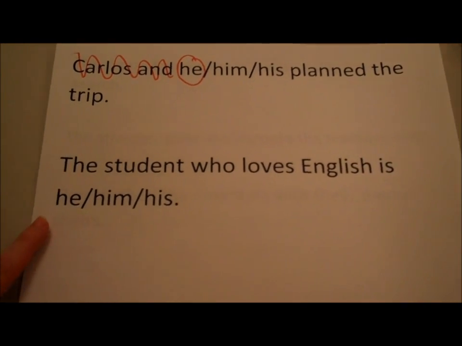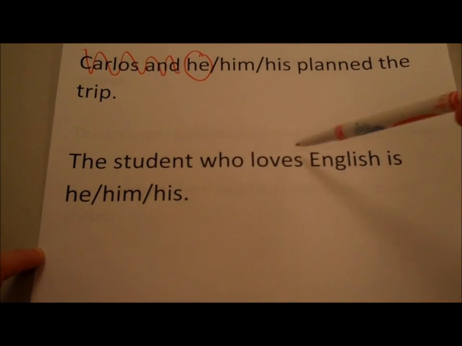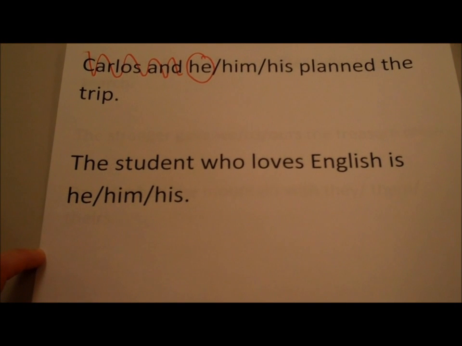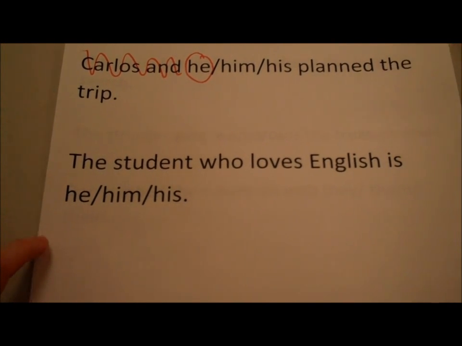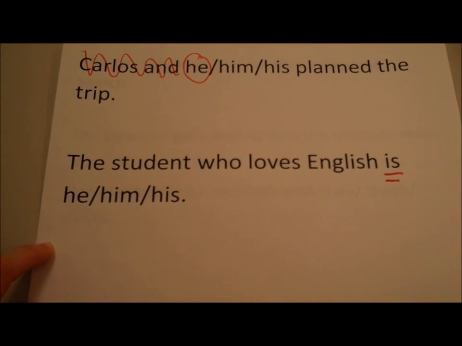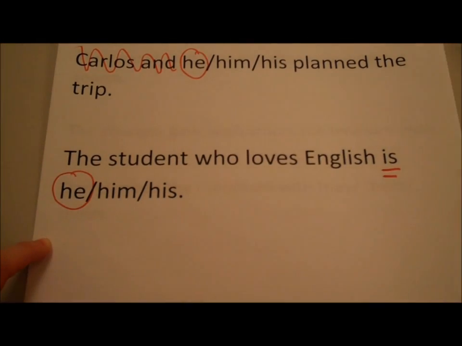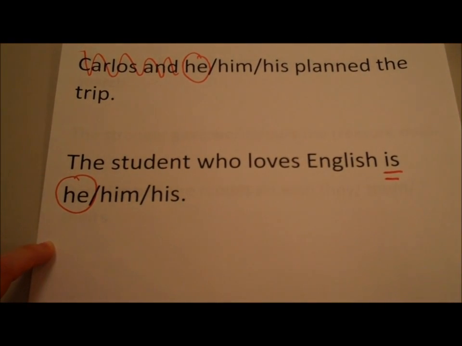If we take a look at this sentence, the student who loves English is he, him, or his. Well, we have to take a look at how this pronoun is functioning. What do you see here? That's a linking verb. So we know we need to use the nominative case again. So you are going to say he. We say this wrong all the time in speech, so this is going to sound wrong to you a lot.